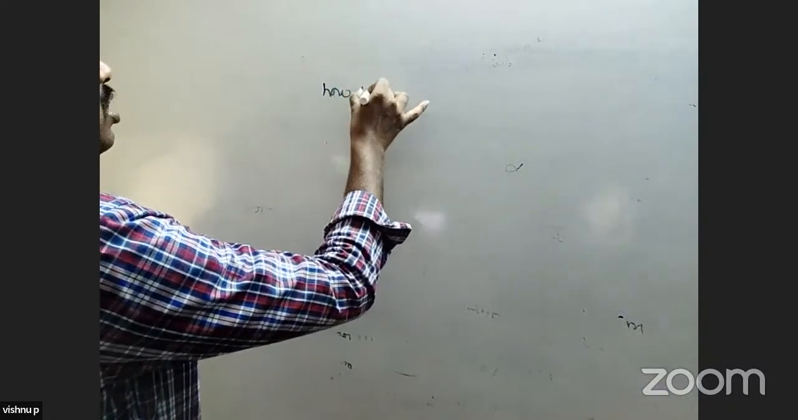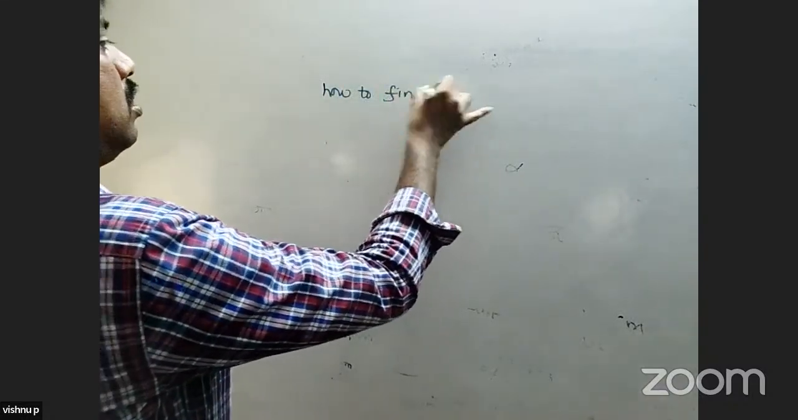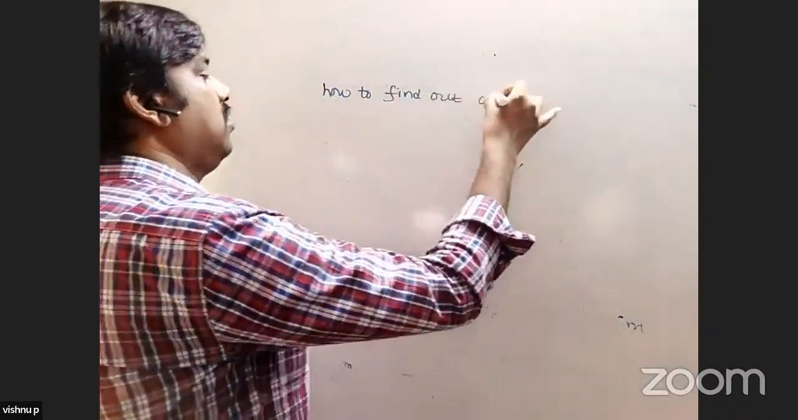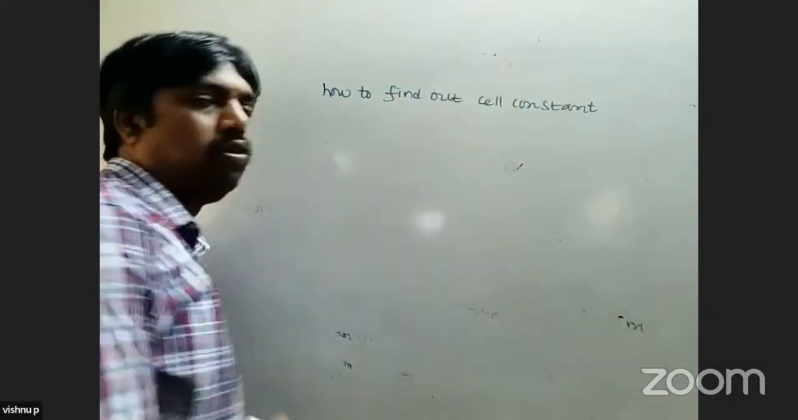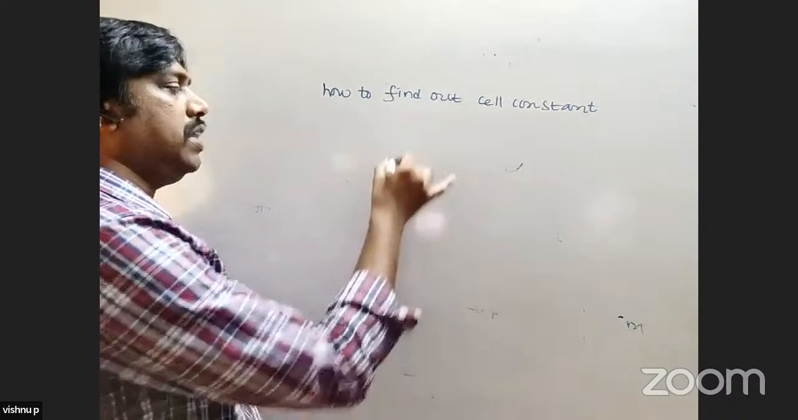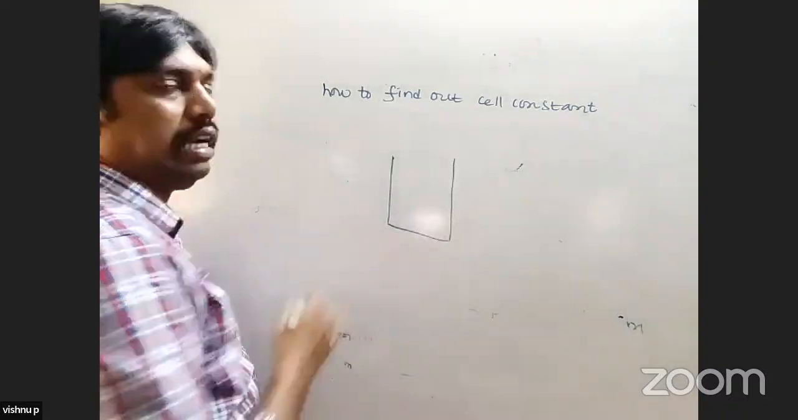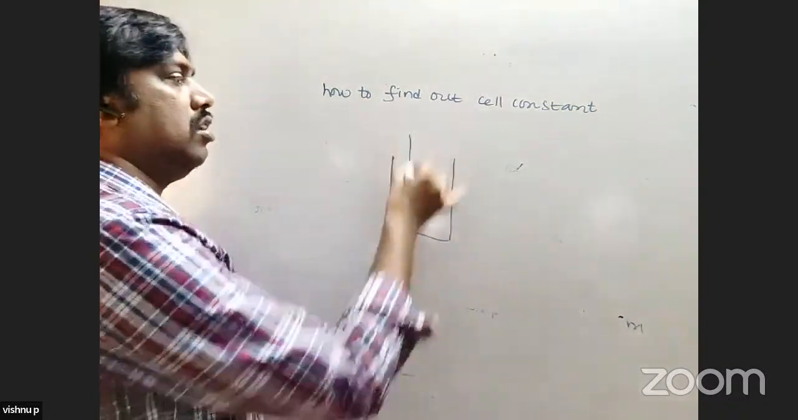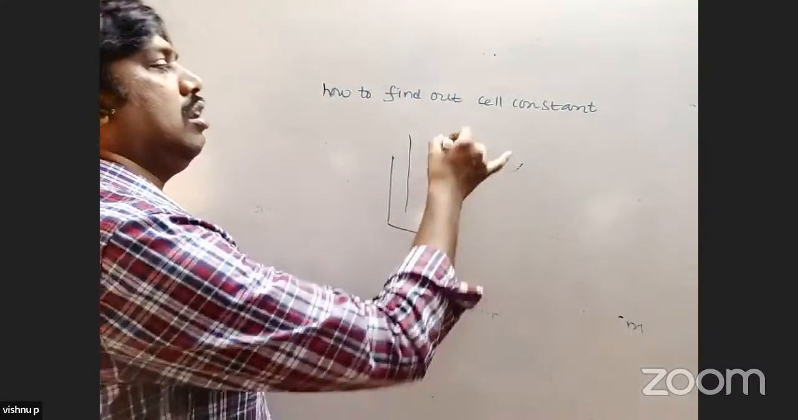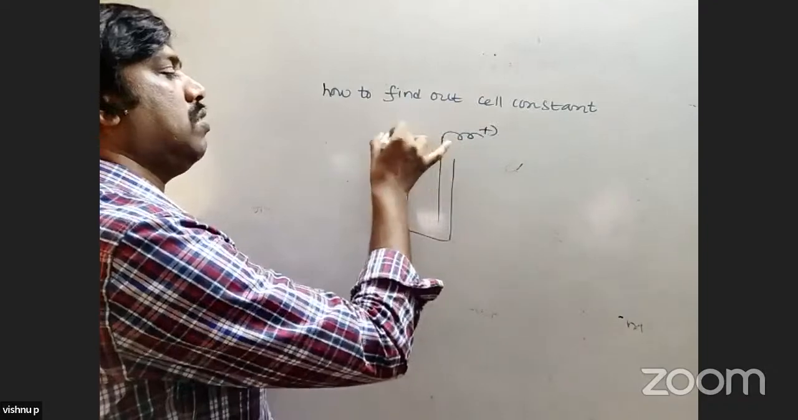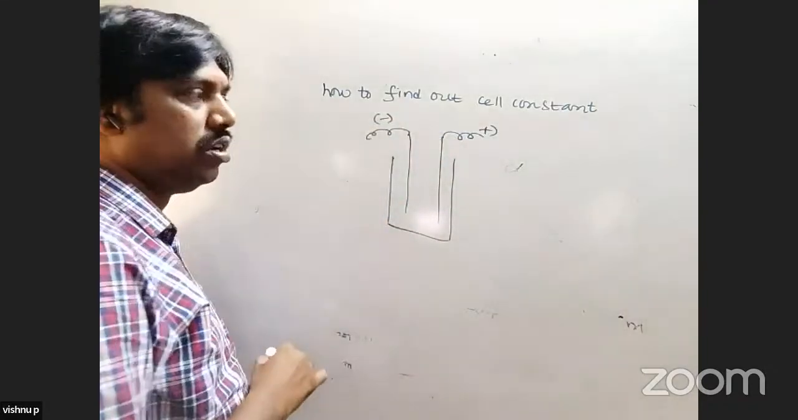How to find out the cell constant? How to find out a cell constant? Okay. In this method, we take an electrolytic cell which contains two platinum electrodes. One electrode is connected to positive, the other electrode is connected to negative.